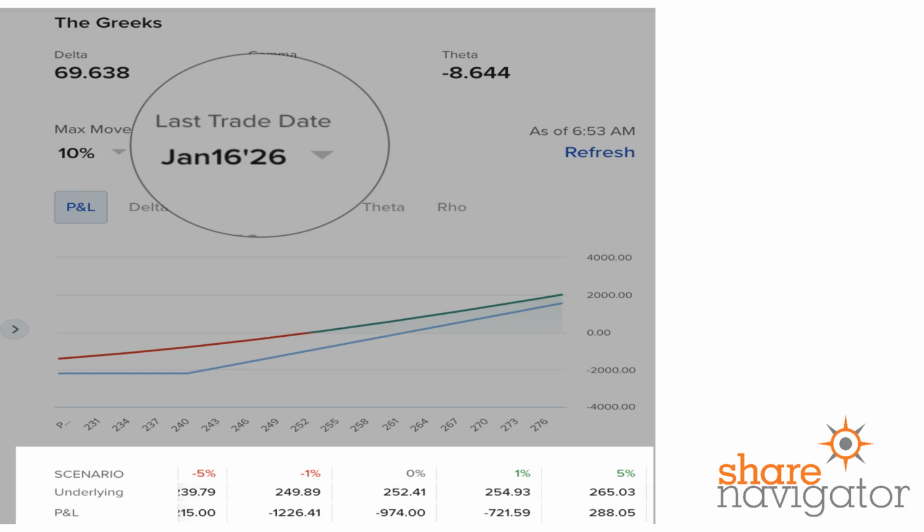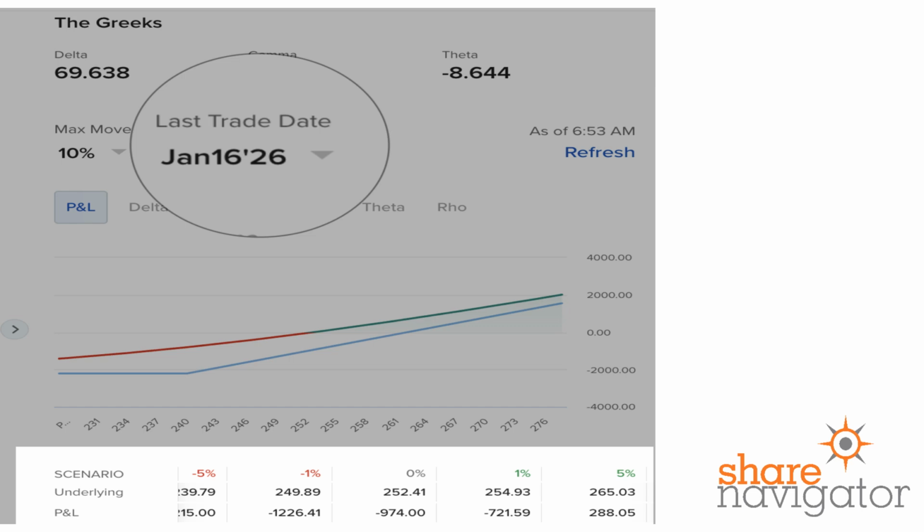And as you can see, if the share price of Apple moves up by 1% at expiry, we would actually lose in this trade $721. That goes to show you it needs to move up more. But if it moved up 5%, we would make $288. But watch what happens. And this is a great feature in this.